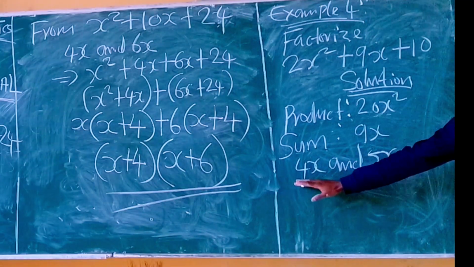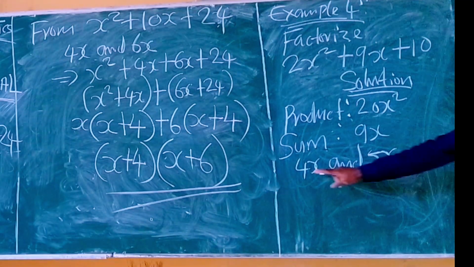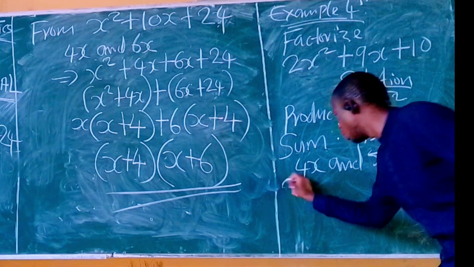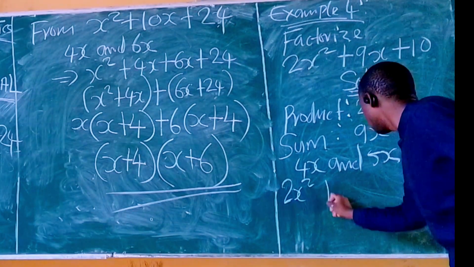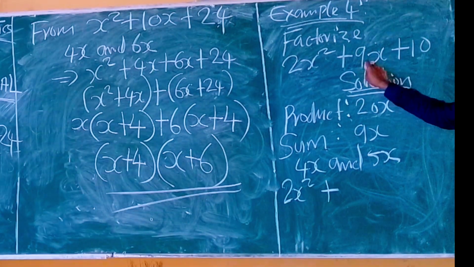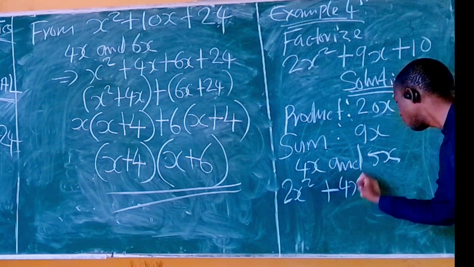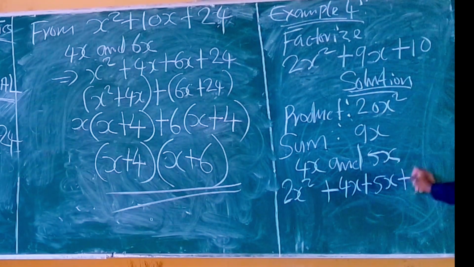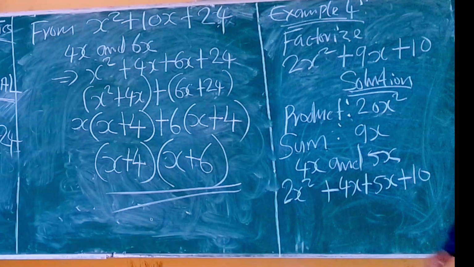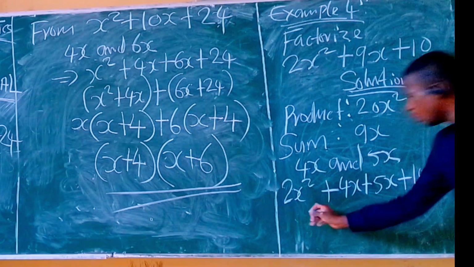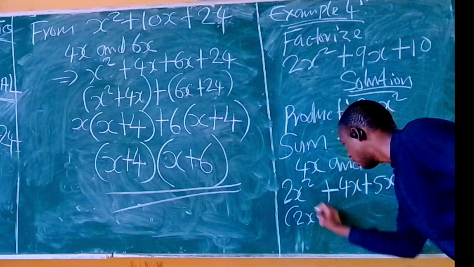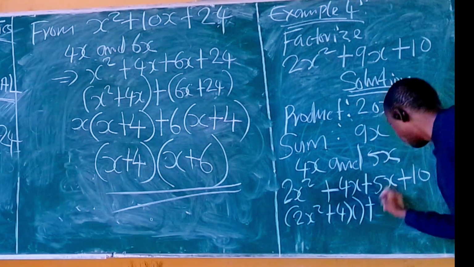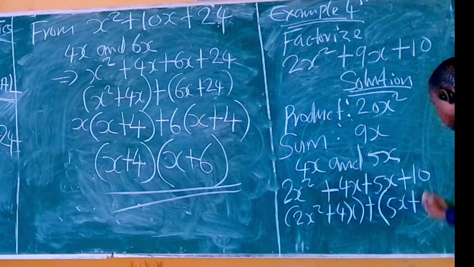Now since we have identified those two numbers, we are going to put them in place of the middle term. So we are going to have 2x squared plus, instead of writing 9x, we put 4x plus 5x, then plus 10, right? Now at this point, we're going to group them. If you group them, we have bracket 2x squared plus 4x, close the bracket, plus bracket 5x plus 10.